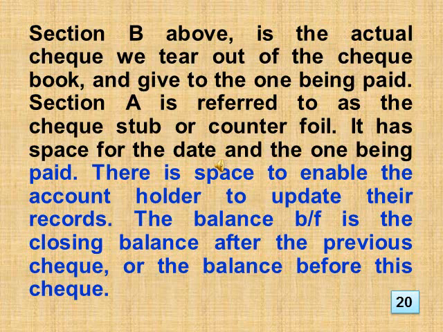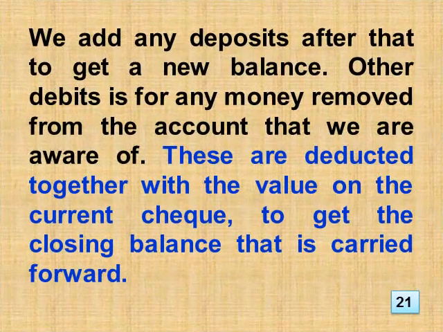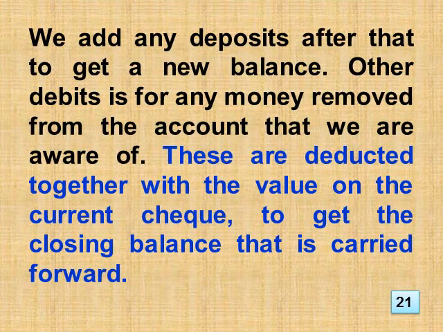The balance brought forward is the closing balance after the previous check, or the balance before this check. We add any deposits after that to get a new balance. Other debits is for any money removed from the account that we are aware of. These are deducted together with the value on the current check to get the closing balance that is carried forward.